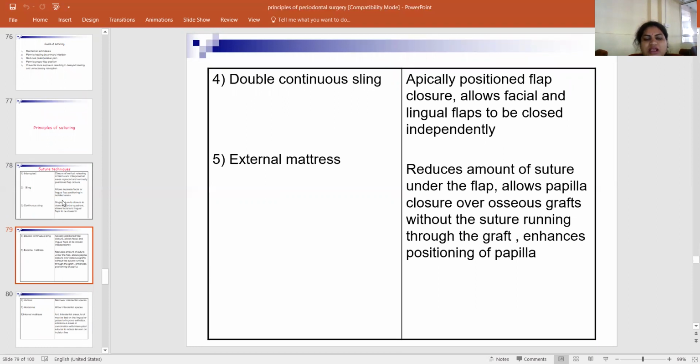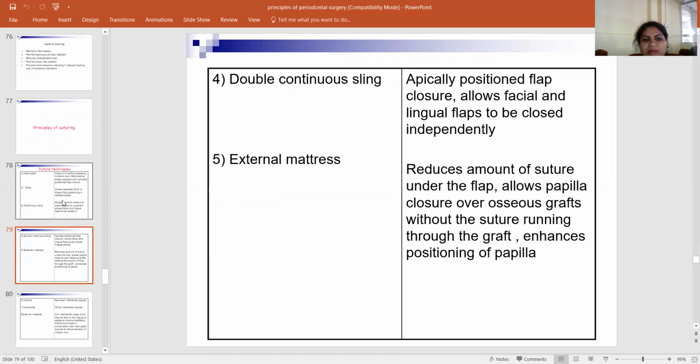Double continuous sling is used for the apically positioned flap closure. It also allows the buccal and lingual flaps to be closed independently. So basically, if there is loosening of the knot for the buccal areas, it will not hamper the knot in the lingual flap.